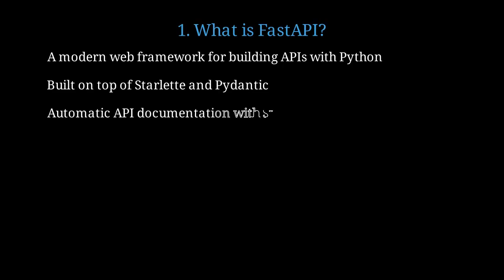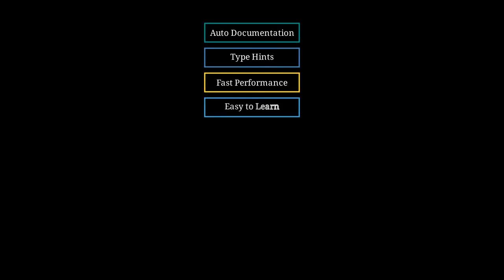One of its best features is automatic interactive API documentation using Swagger UI, making testing incredibly easy. FastAPI's key features include automatic documentation, Python type hints for validation, lightning-fast performance, and a gentle learning curve.